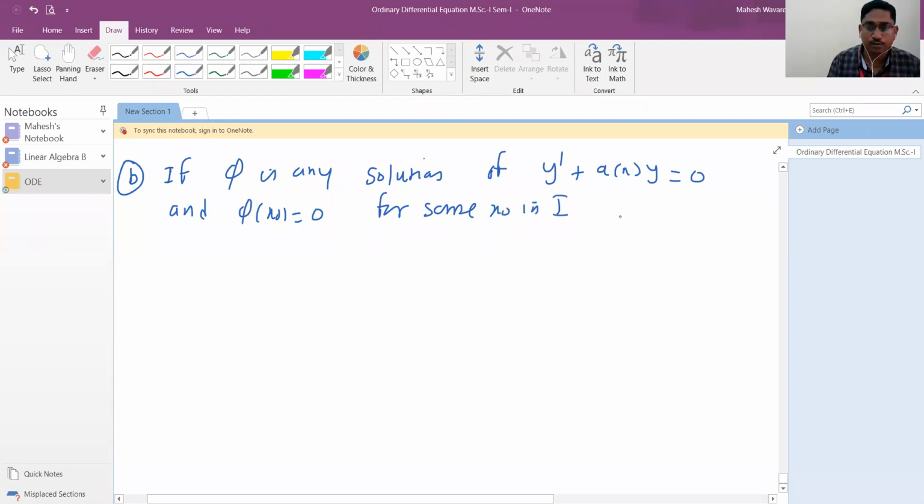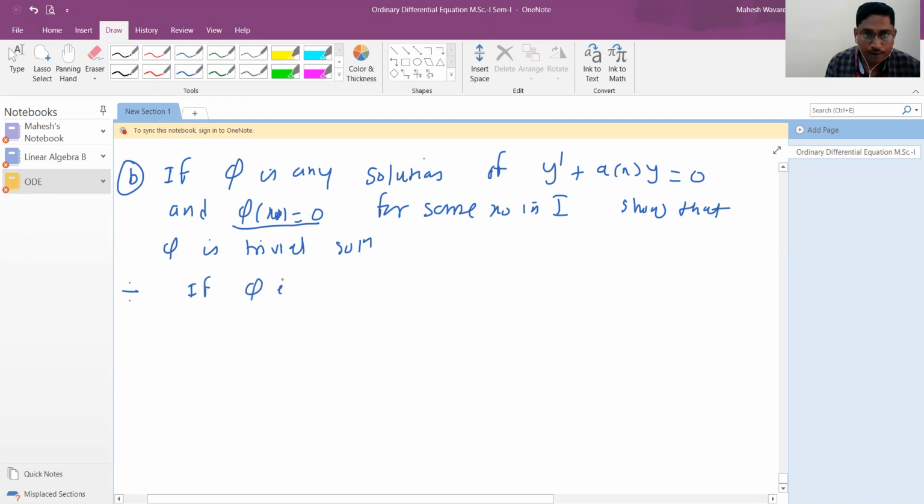Show that phi is a trivial solution, that is, phi of x is 0. Show that this phi is trivial solution means show that phi of x is 0. Given a condition where the value of y is 0, we have to say what the solution is. The solution is 0, which means phi of x equal to 0 for all x in I.